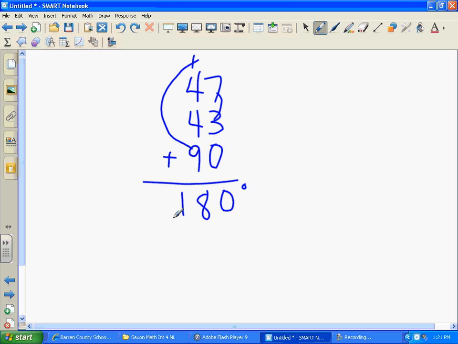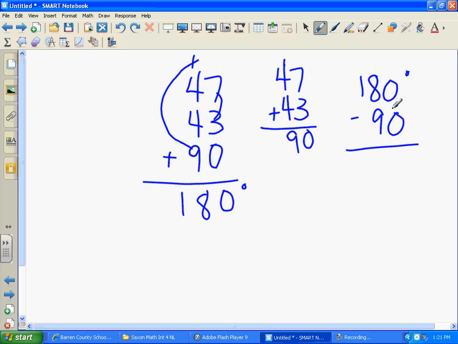Okay, no matter what a triangle's measures, no matter what type of triangle it is, all three angles always add up to 180. So for example, if they had given me just the 47 and the 43 and said, what is the final angle measurement? Here's what I would have done. I would have added these two. 7 and 3 is 10. 4 and 4 is 8, plus 1 is 9. And I know that all three angles have to equal 180, so I would take away these other two angle measurement totals. And 180 minus 90 is 90 degrees.